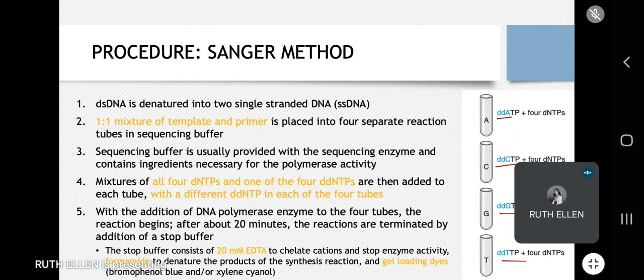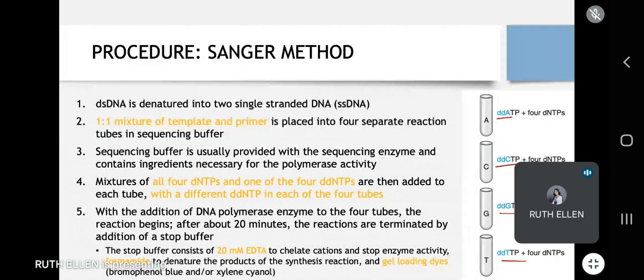Okay? So for the procedure, first we have the double-stranded DNA is denatured into 2 single-stranded DNA. So we have a mixture of a template and primer, 1:1, okay? And is placed into 4 separate reaction tubes in sequencing buffer. So i-divide din natin yun into 4 tubes. So the sequencing buffer is usually provided with the sequencing enzyme and contains ingredients necessary for the polymerase activity. Okay, so kailangan natin yung DNA polymerase, no, para ma-start yung ating reaction.